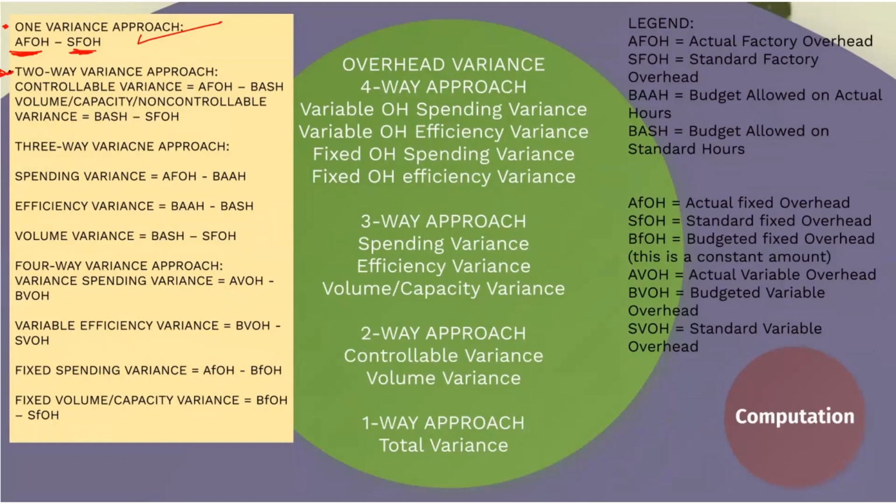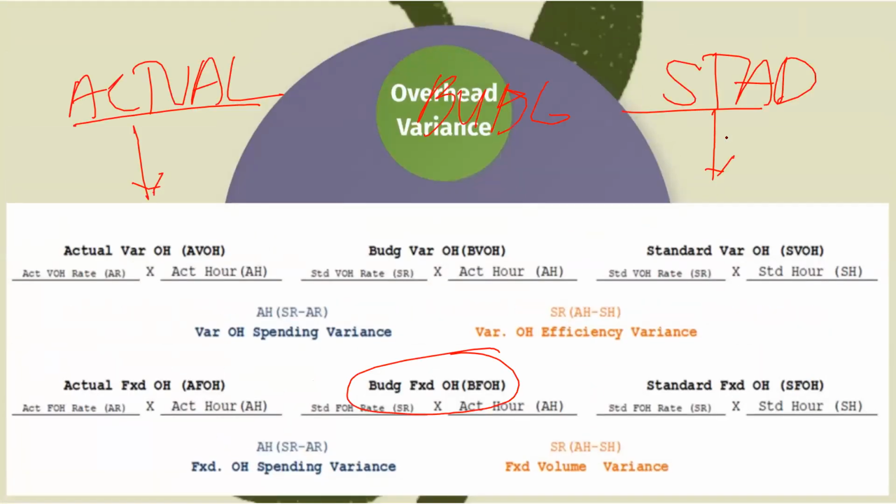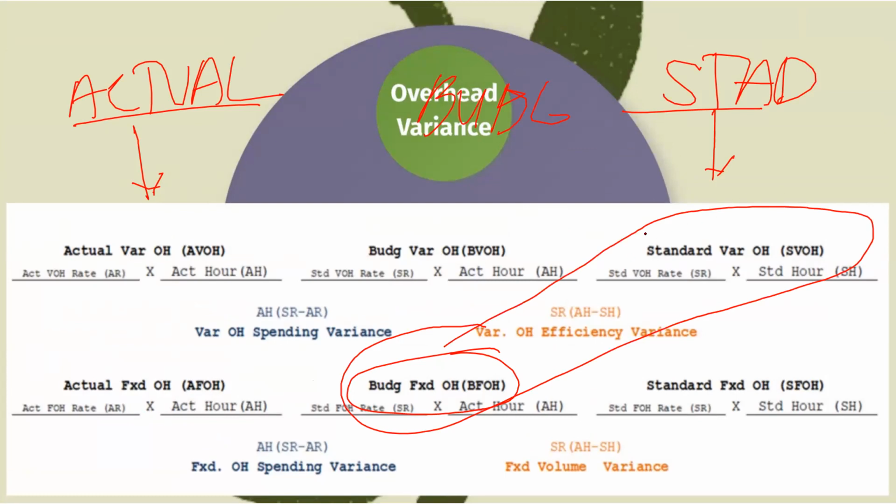What is your two-way variance approach? It's your controllable and your volume. For the controllable, it is your actual factory overhead less your budget allowed on standard hours. Okay? Where is my legend? Here. You have your budget allowed on standard hours. On our illustration, where is that located? This is your actual factory overhead and your budget allowed on standard hours is where? It is the combination of your budgeted fixed overhead and your variable standard overhead. Or your standard variable overhead plus your budgeted fixed overhead. That's what you call your BASH.